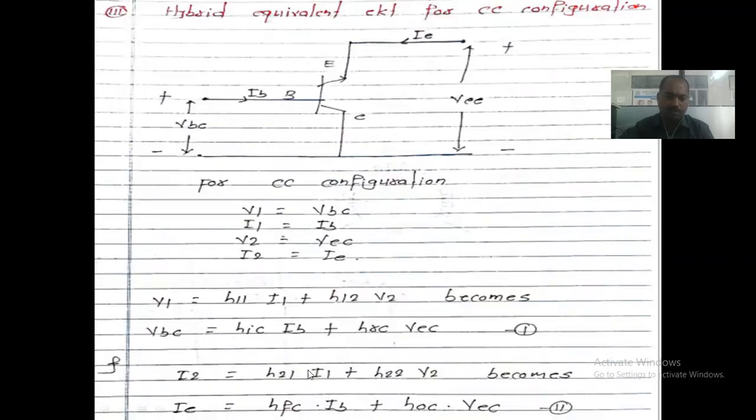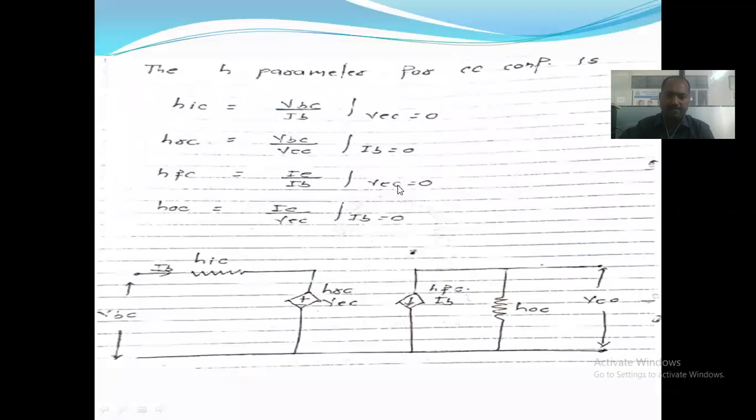Okay. To find out the other parameters, HFC and HOC, we have seen this equation. To find out the HFC, we are making VEC equal to 0. This term should be 0, making the whole thing 0. So HFC equals IE divided by IB when VEC is equal to 0, right?